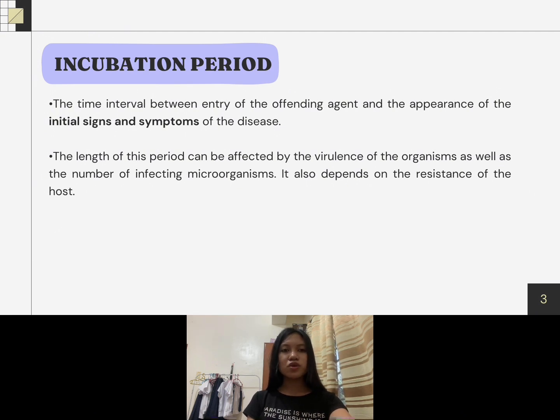So, during this period, ito yung entry ng infectious agent. Yung person na to is hindi pa siya aware kasi wala pa itong symptoms or signs. And habang nasa loob yung infectious agent na to is nag-multiply na siya at nag-establish. Yung duration naman dito is nakadepende sa resistance of the host. Pero yung usually na duration dito is 6 to 12 days.